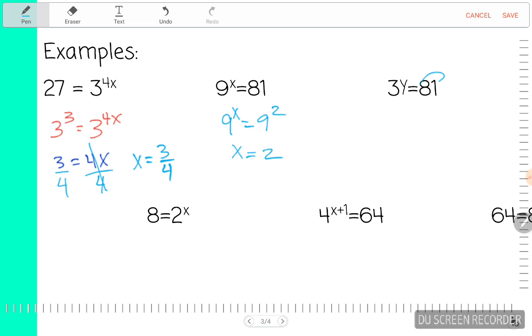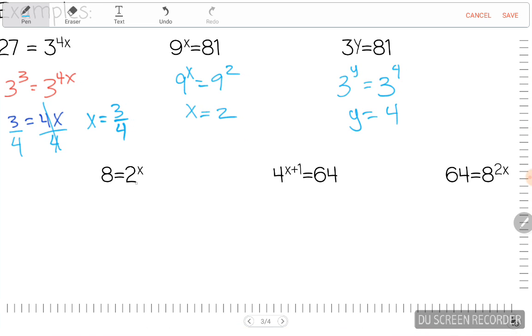Okay, this is again 81, but now I want to make it look like a 3. So I have 3 to the y equals, I saw over here 3 cubed is 27. So if I do 27 times 3, that would be 3 to the 4th. And that, let's see, yeah, that does give me 81. So 81 I can rewrite as 3 to the 4th. Okay, bases are the same, so that means I must have y equals 4.